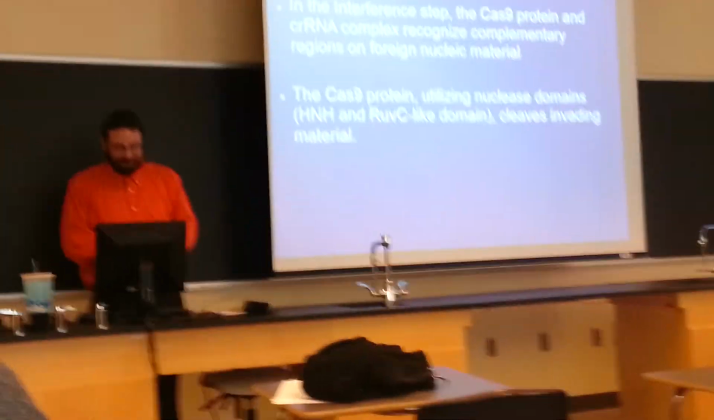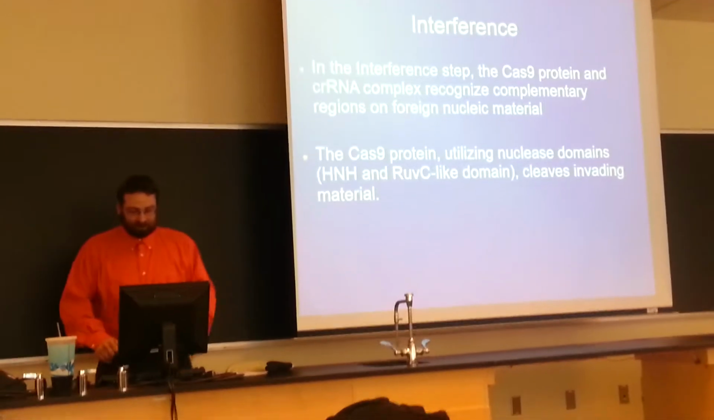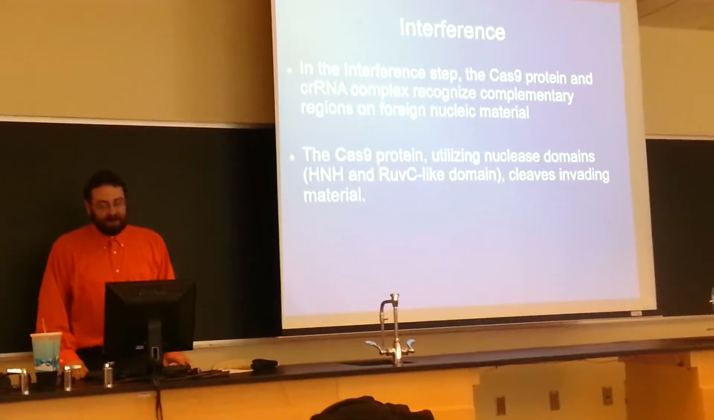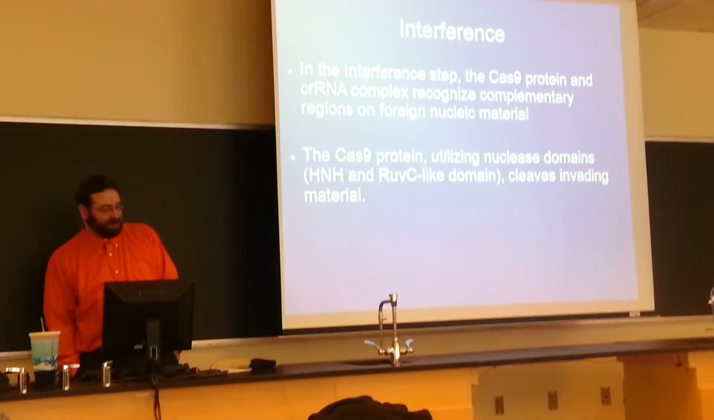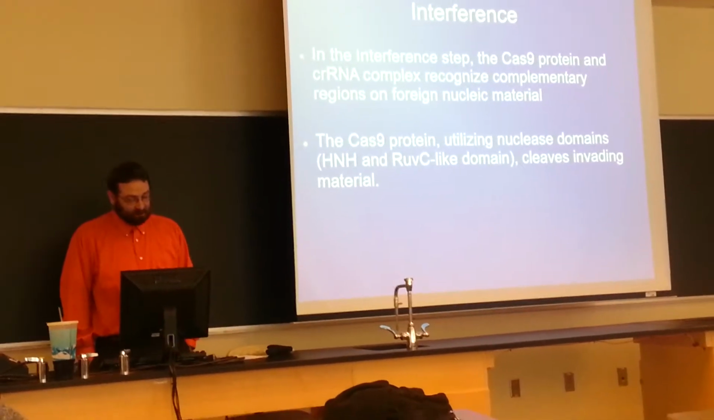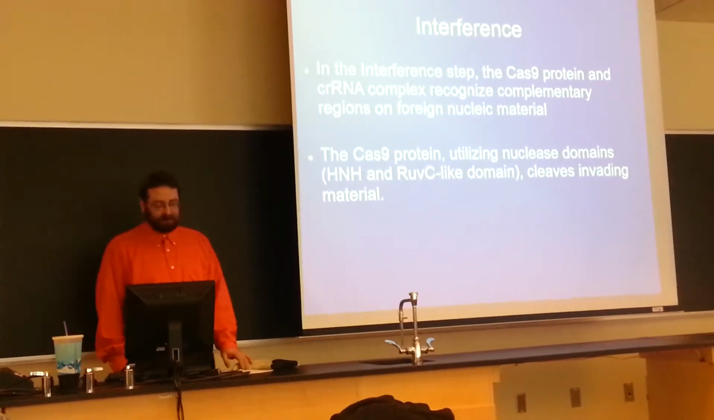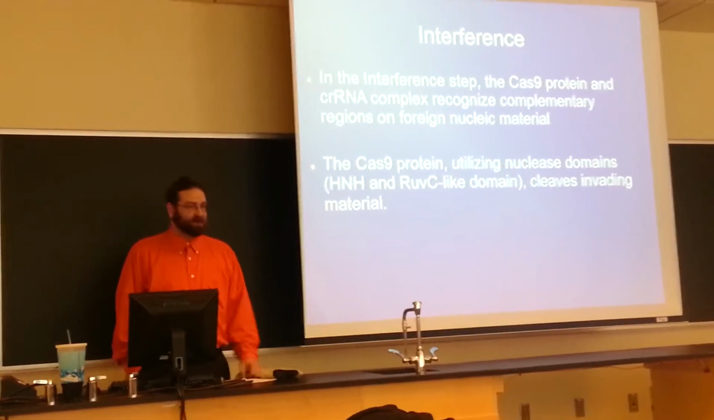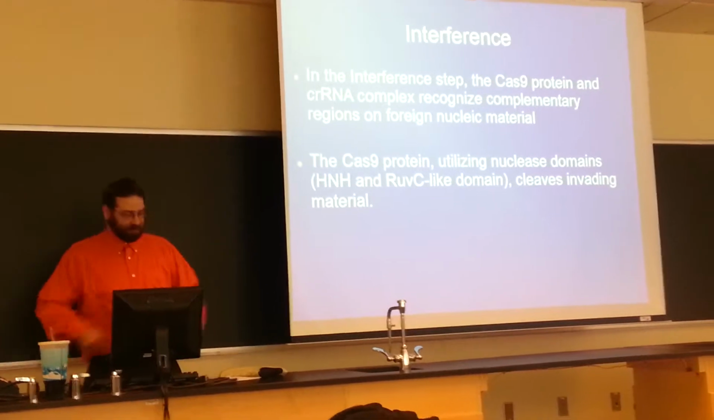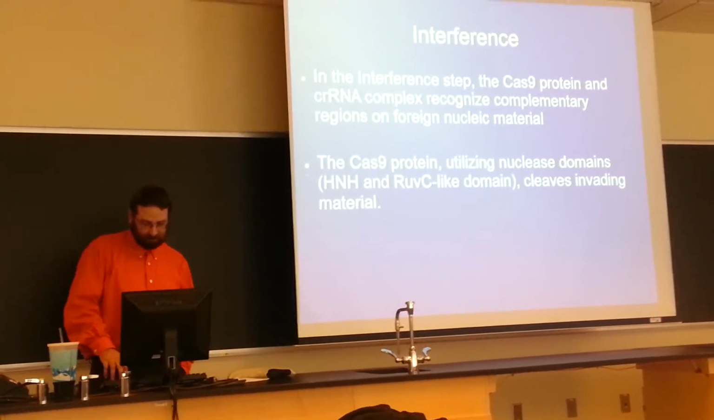All right, so in interference, this is where it's actually cleaving it up. We get the Cas9 protein and the cRNA complex recognize the foreign regions, and typically they have the nuclease domains HNH and the RuvC-like domain. RuvC is an interesting protein. It resolves Holliday junctions, which are these really cool, like four-way things that are in DNA.